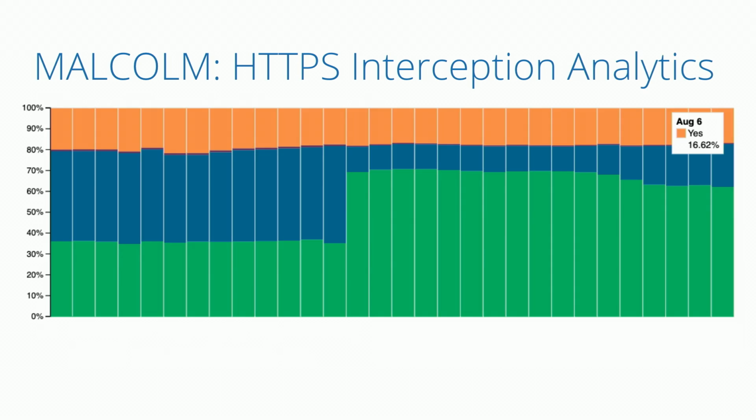So here we show the overall HTTPS interception rates from the traffic sample over a 30-day period. The orange shows the percentage of traffic that we do believe has been intercepted based on our heuristics. So this shows that just about 17% of traffic has been flagged. The green shows traffic that we do not believe to be intercepted, and the blue shows traffic that we're not sure about because our fingerprint database is incomplete or out of date.